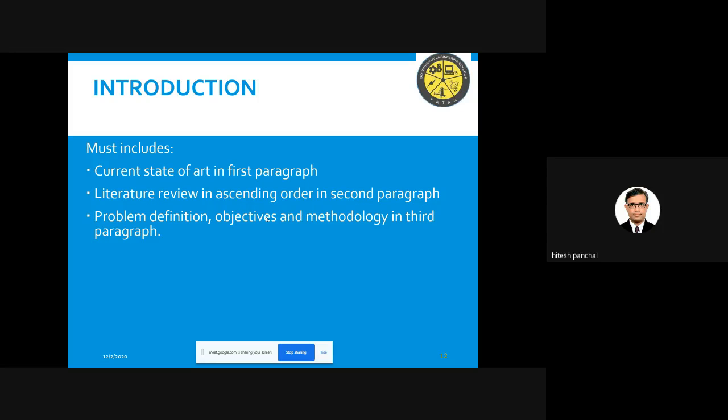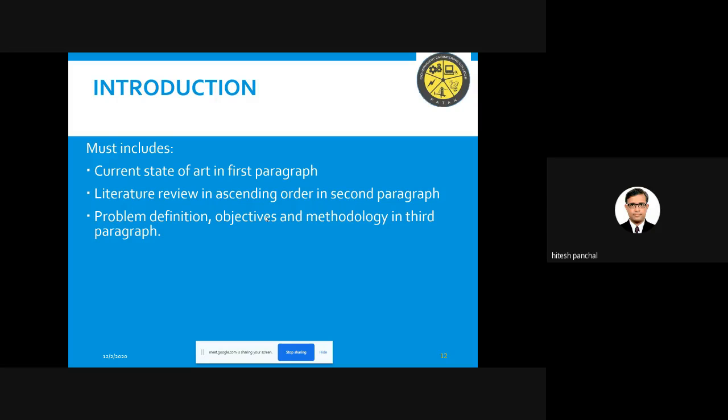If some of the researchers have done work on this, you can also say that some researchers have done work on this, but in such work some points are missing. To work on such points, you can derive the objectives, and the objectives must be placed in proper bullets, or you can also write them in a paragraph.